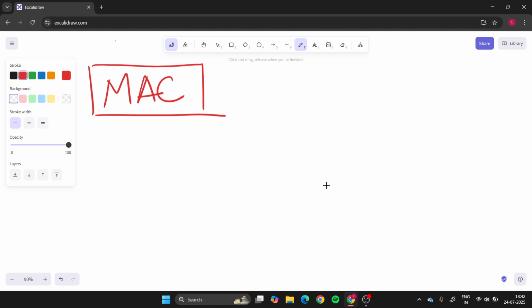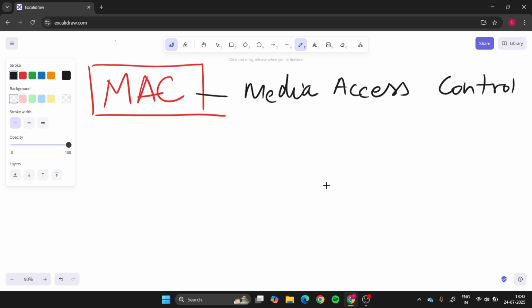So what is it? What do you mean by this address? What is it constituted of? What is its full form? First of all, let us start with that. Its full form is media access control. Pretty basic, right?